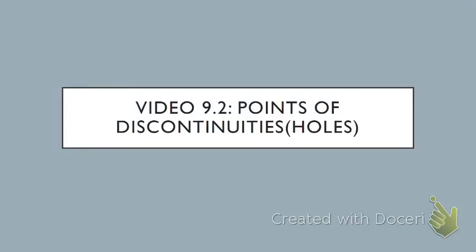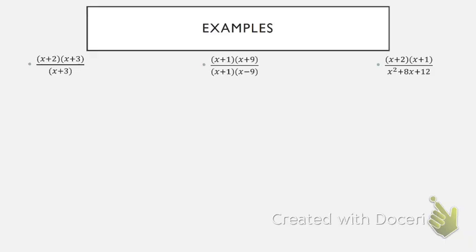Alright, so video 9.2 is about points of discontinuities, or holes. In this video, it's very similar to asymptotes and stuff, but we're going to be looking at things that cancel out. So we did this a lot in class. We practiced canceling stuff out.